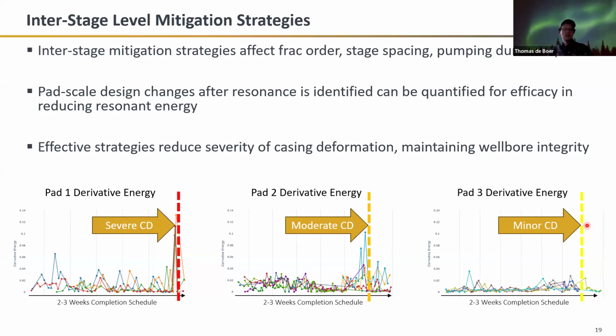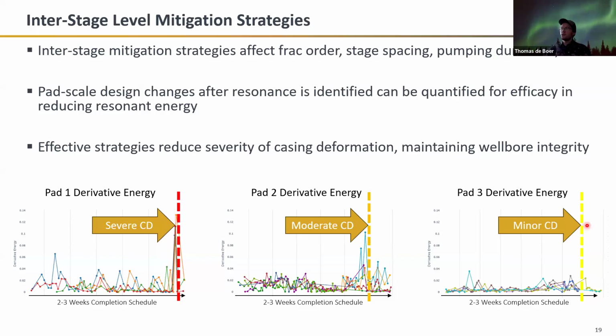Once we got this initial signal and we were able to understand that it was occurring, we collaborated with them to implement interstage mitigation strategies. These are things that affect your frac order, for example, your stage spacing, your pumping duration. This could look like leaving one well behind and allowing other wells to get ahead. This could look like adjusting a zipper order, and this could look like cutting stages shorter or spacing them out a little further.